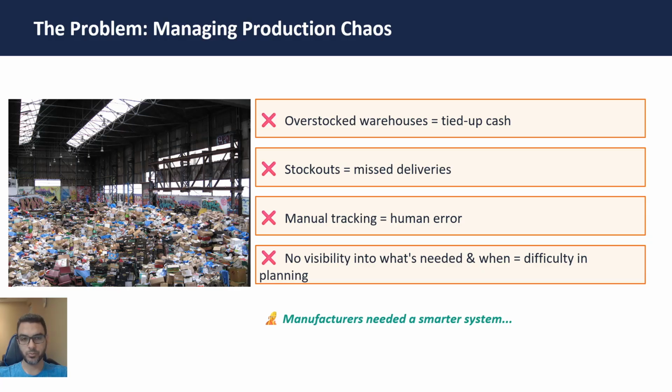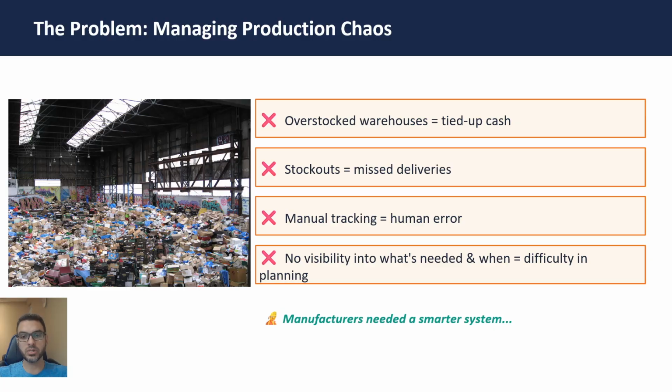First, the problem: managing production chaos. Overstocking warehouses is bad because it results in tied up cash, unneeded spending on extra warehousing, and so on. On the other side, understocking is also bad because it results in missed deliveries, upset customers, and probably lost market share.